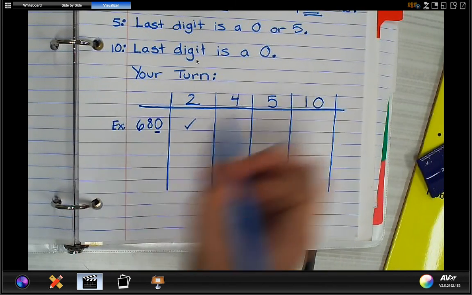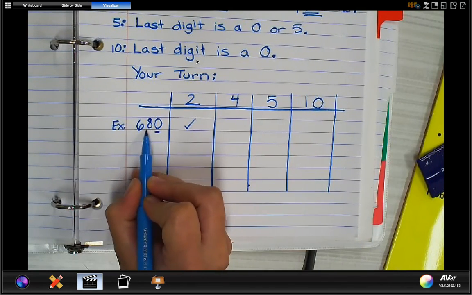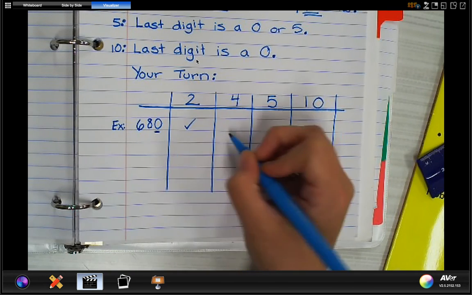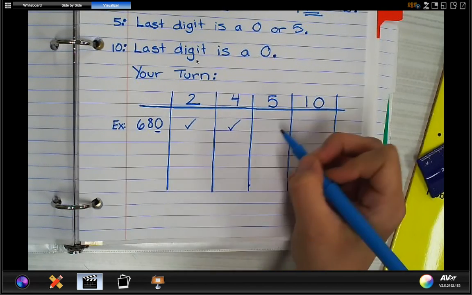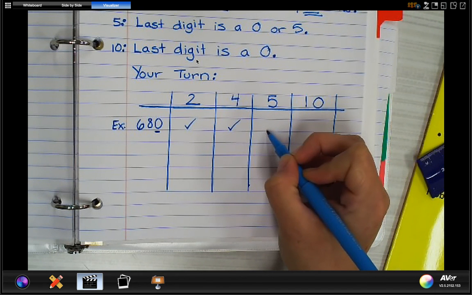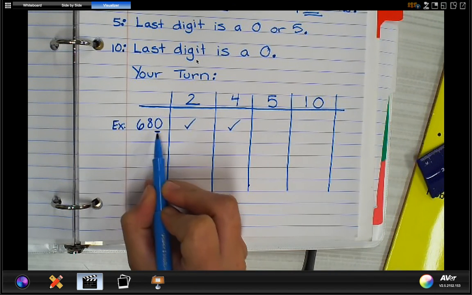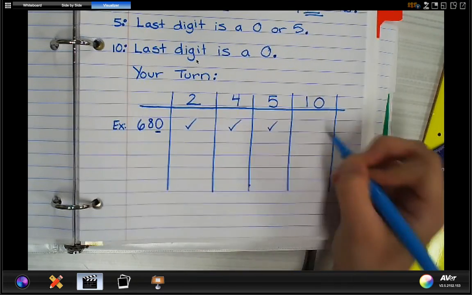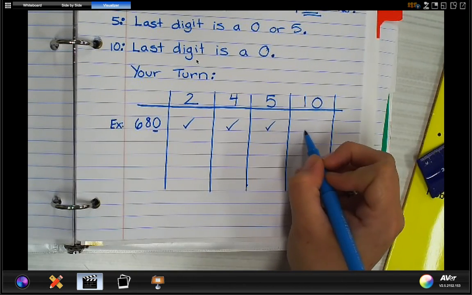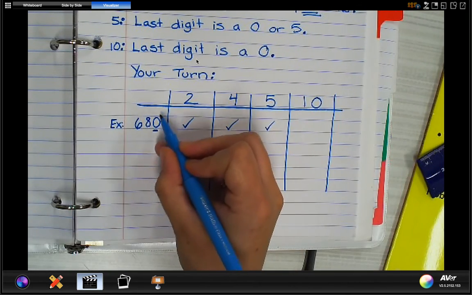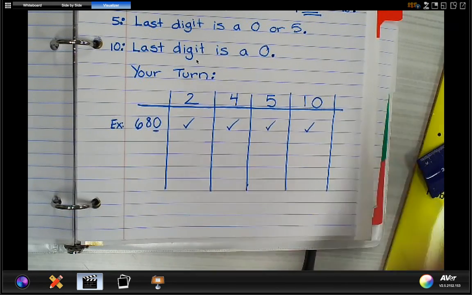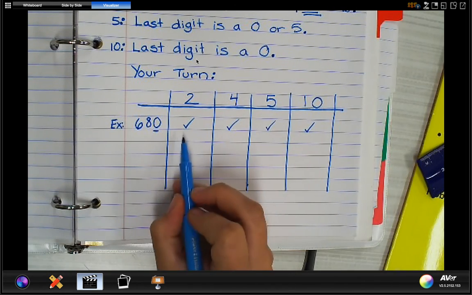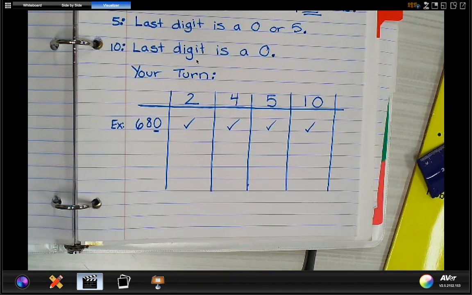How about 4? So I'm going to check the last 2 digits. Is 80 a multiple of 4? That is a yes. For 5, right here, does it end in a 5 or a 0? Again, we're looking at that last digit. Super helpful. It's a 0, so that's a check mark. And then lastly, we have 10. For 10, we're just going to look at that last digit, and again, we have a 0. So there's a check. So it is divisible by 2, 4, 5, and 10.